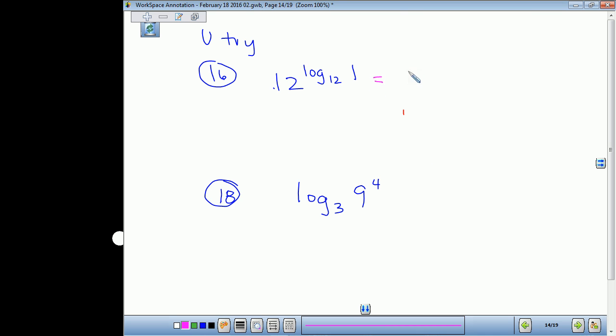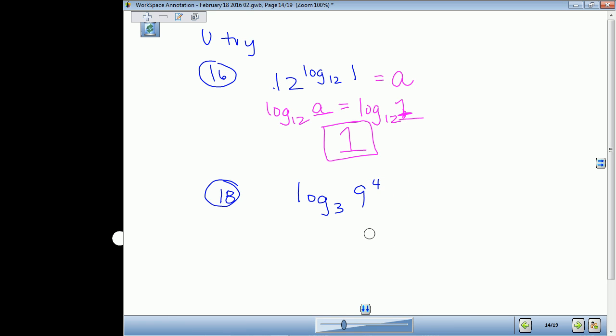All right. Doug thinks the answer to this one is 1, and he's right. Good job. But now let's prove why. A base raised to an exponent equals an answer part. We switch forms. Log base 12 of A equals log base 12 of 1. The only way these can be equal is if A equals 1. Now, Doug wants to make 4 the answer to number 18. But it can't be. And Ben is correct. It is 8.